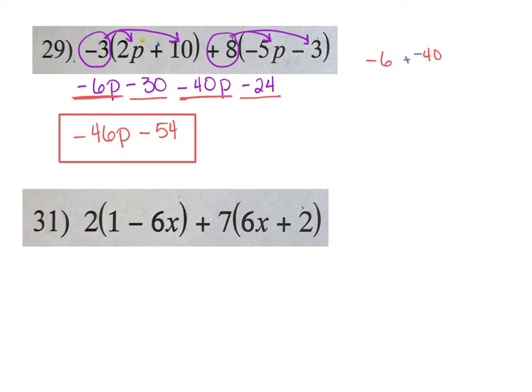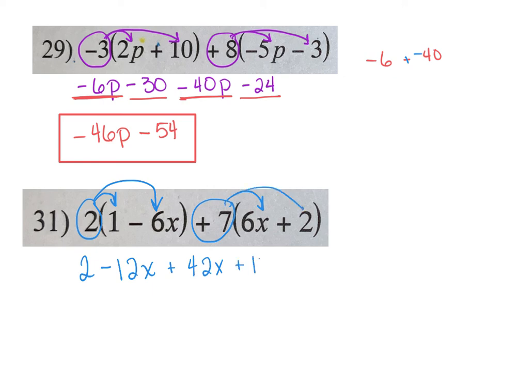Let's look at the next one. 2 times the quantity 1 minus 6x plus 7 times the quantity 6x plus 2. All right, so I have 2 and I'm going to distribute through. 2 times 1, that is 2. 2 times -6x, -12x. We're going to distribute a +7. 7 and 6, 42x, right? 7 and 2, that's 14.